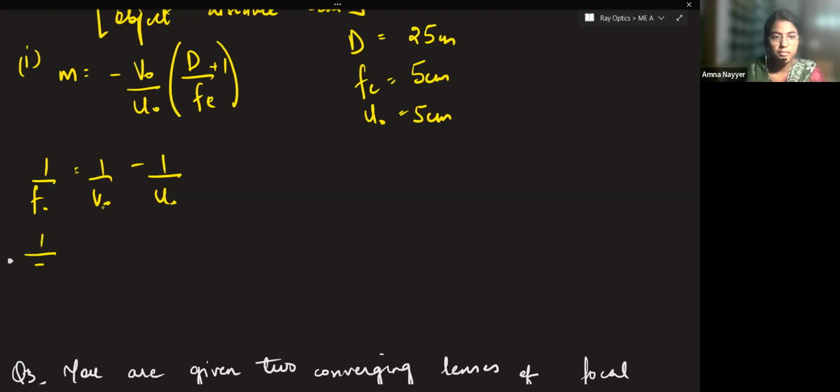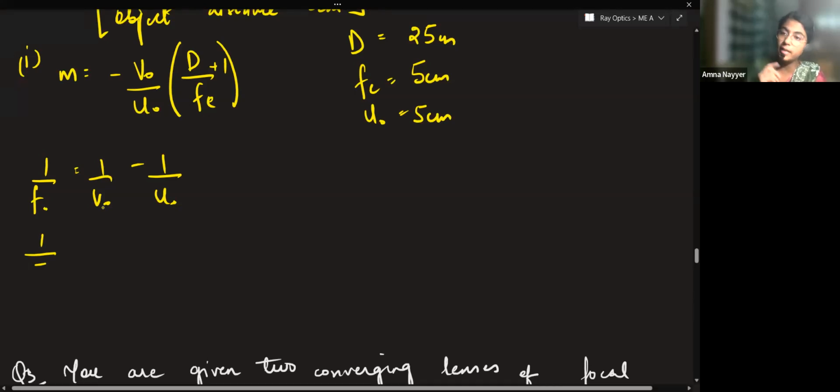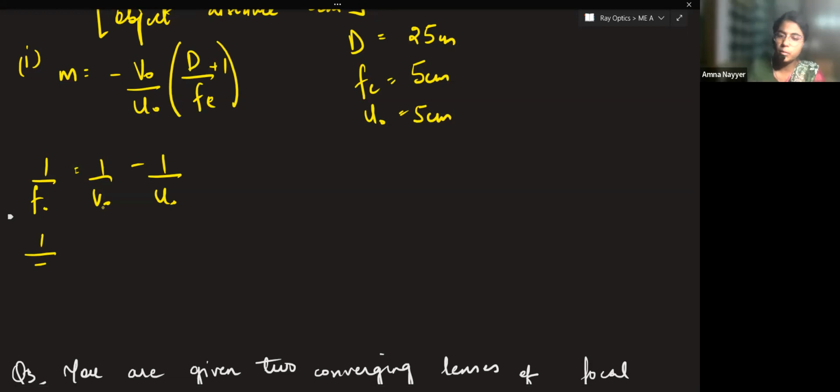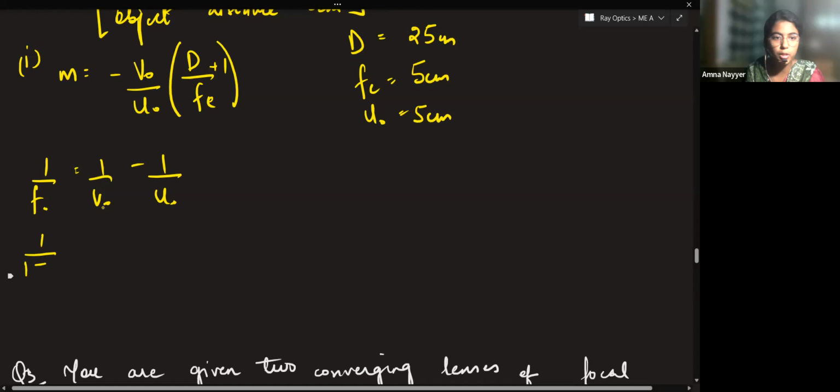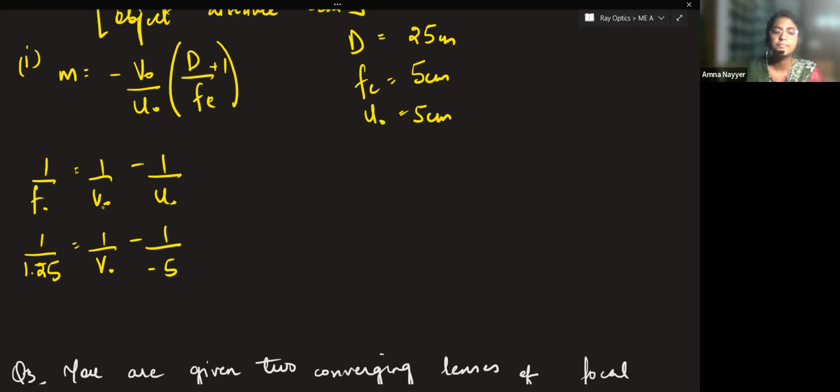Now at this point, you have to use sign convention, because lens law does not allow you to exclude sign convention. At this point, you have to mention the sign conventions. So F naught will remain 1.25 only, but object distance will be negative. So this is 1.25 is equal to 1 by V naught minus 1 by minus 5. So 1 by V naught.